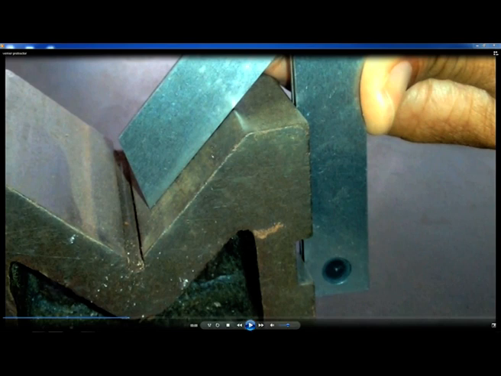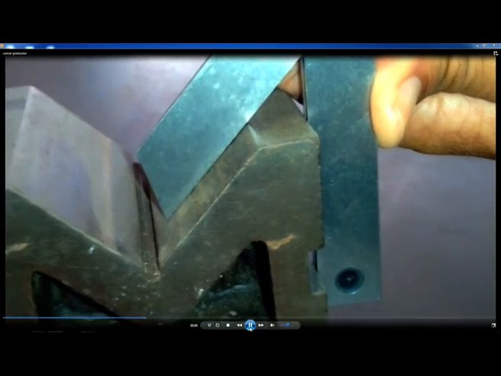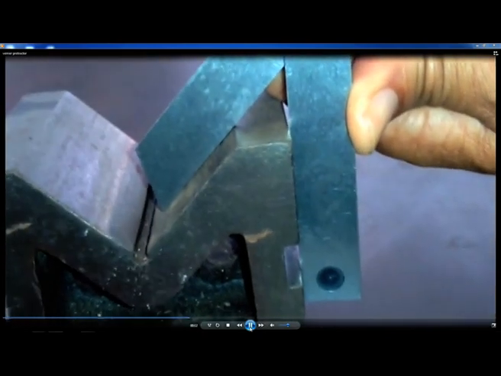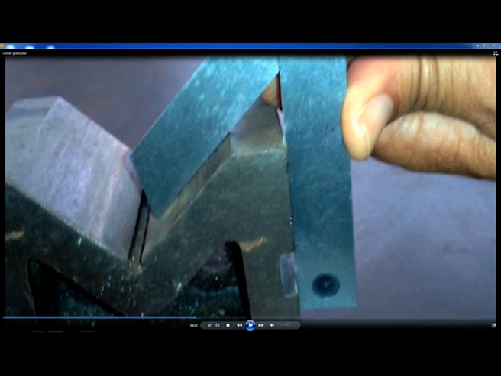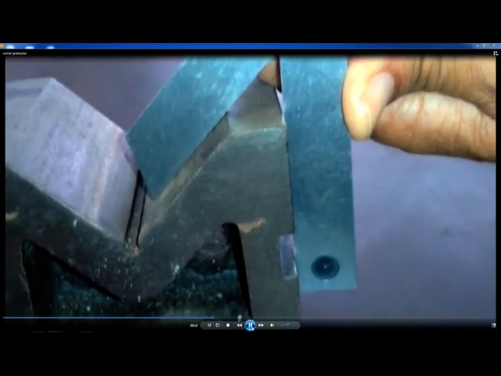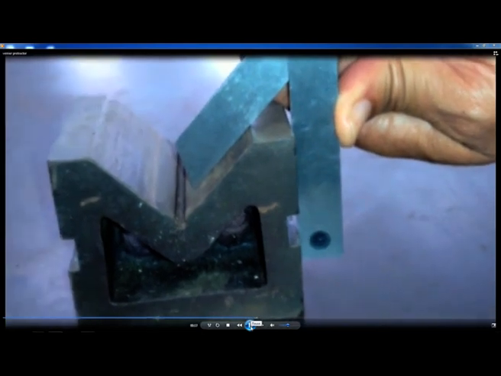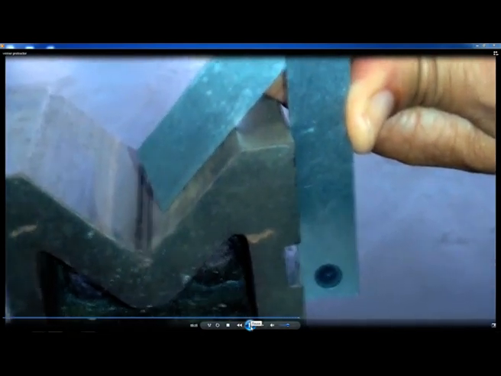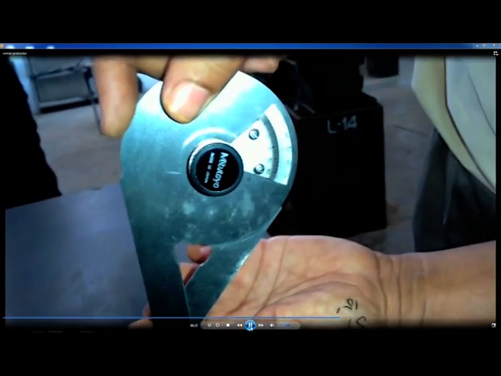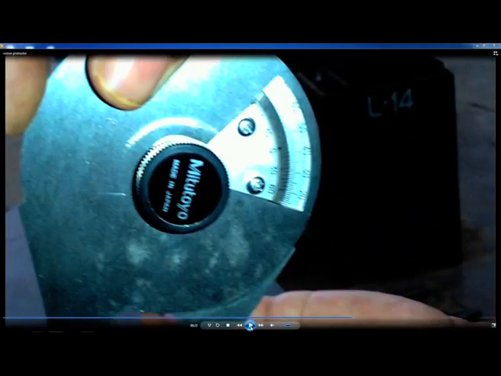Yeah, now you can see the proper contact. So, if necessary, we can take a piece of paper or a feeler gauge, and we should try to insert here to see whether there is proper contact or not between the work surface and the blade. Now, you can see the contact at this particular place. Yeah, now we can read the instrument.